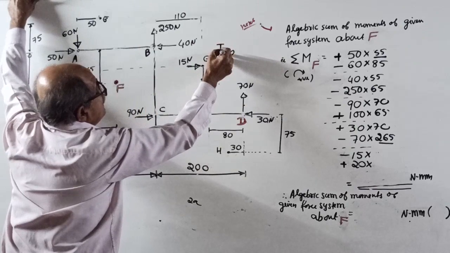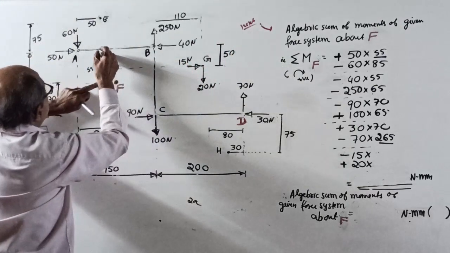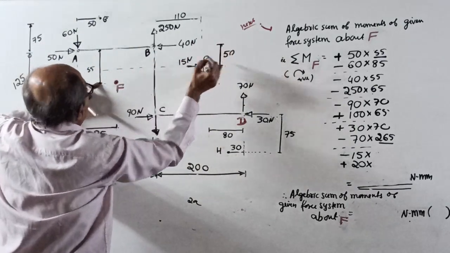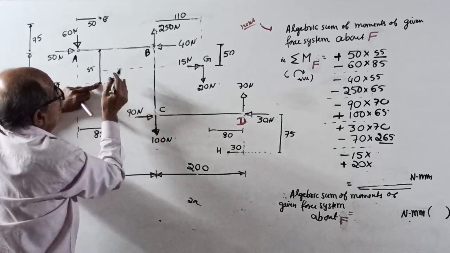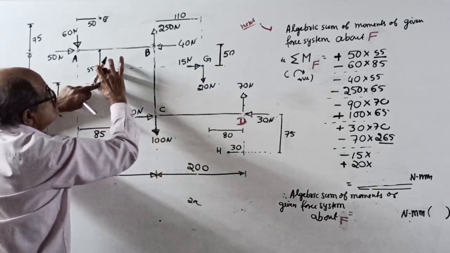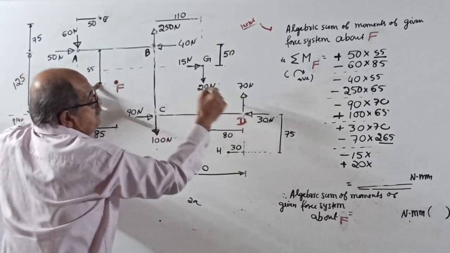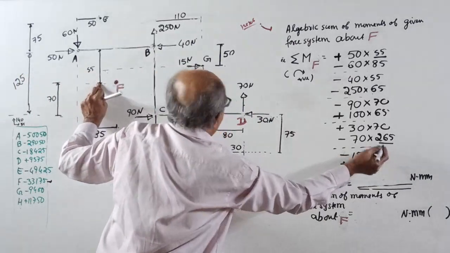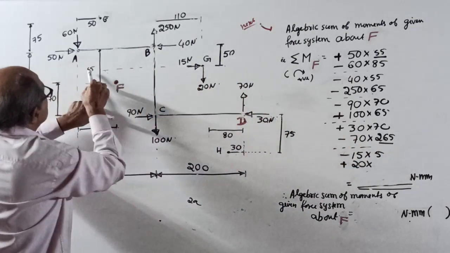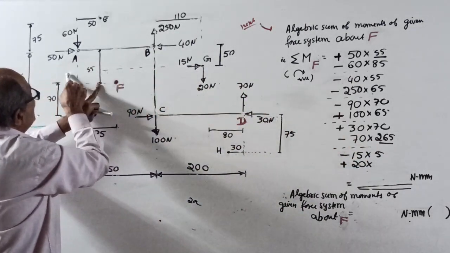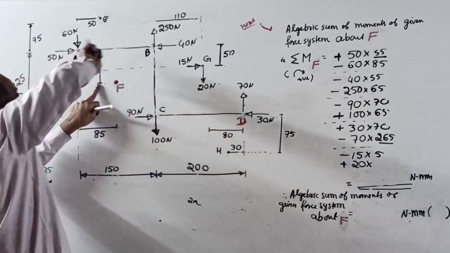Whereas this is 50. So this is 55, this is 50, a small distance out of scale, only 5. So 15 into 5. And it is acting where? Slightly above. Since it is acting slightly above, it is clockwise.